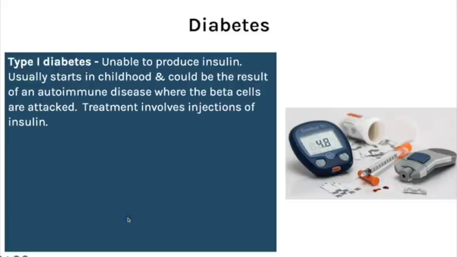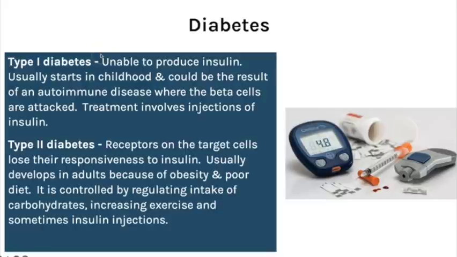Now, diabetes is when the body cannot produce enough insulin or it's not responding to insulin anymore. Type 1 diabetes is when people are unable to produce insulin or not producing enough. It normally starts in childhood and as a result of an autoimmune disease where the beta cells are attacked. So the treatment would be injections of insulin to counteract this.